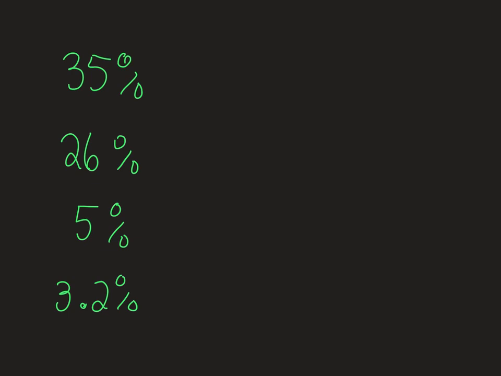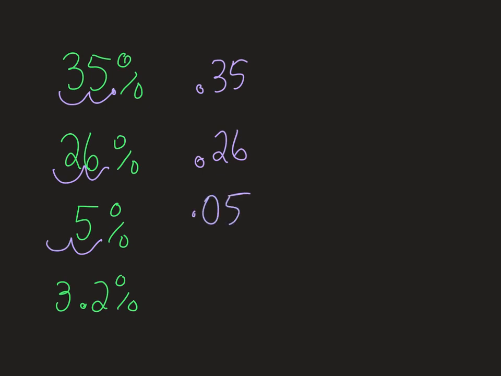All right, let's talk about lesson 7.2. They want us to take percents and make them decimals. So all we do is hop backwards twice. 0.35, hop backwards twice. 0.26, hop backwards twice. 0.05, hop backwards twice. 0.032. It's just hopping backwards twice. Now, why are we hopping backwards twice?